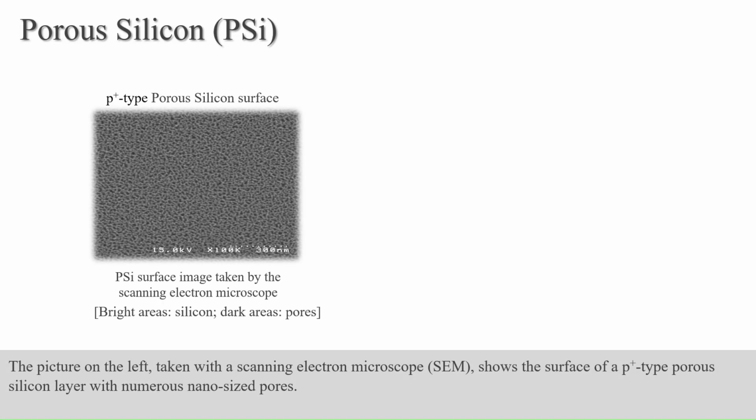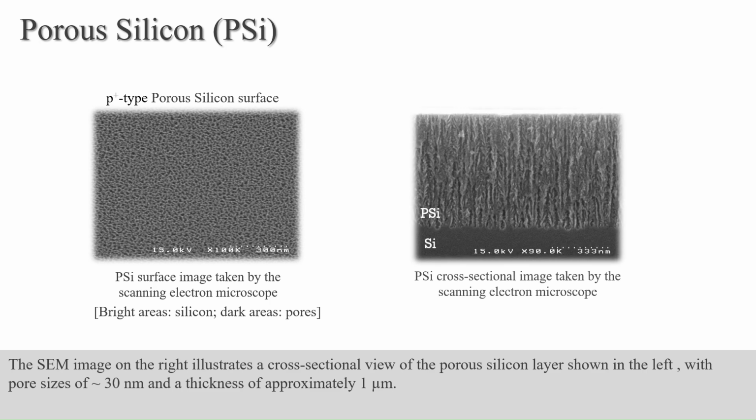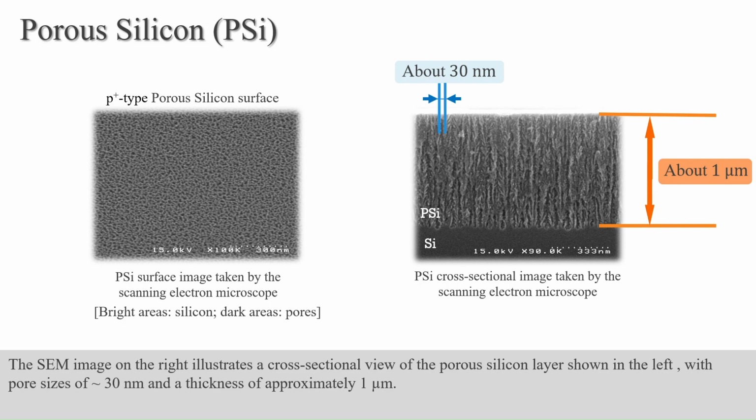The picture on the left, taken with a scanning electron microscope, shows the surface of a P+ type porous silicon layer with numerous nano-sized pores. The SEM image on the right illustrates a cross-sectional view of the porous silicon layer shown on the left, with pore sizes of approximately 30 nanometers and a thickness of approximately 1 micrometer.